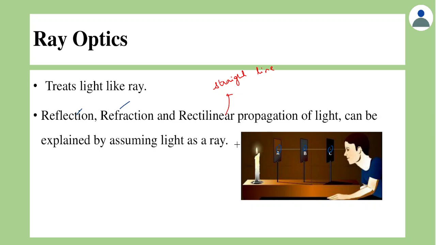We will see what these properties are. You might have learned this in school also, what is reflection, what is refraction. We will take it up in detail in this chapter also. For now, understand that the branch of physics which treats light like a ray is called ray optics. Again, I'm telling you all that it doesn't mean light is a ray. We're just treating light like a ray.